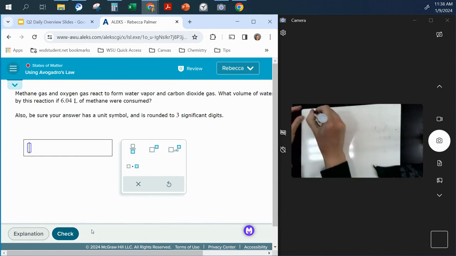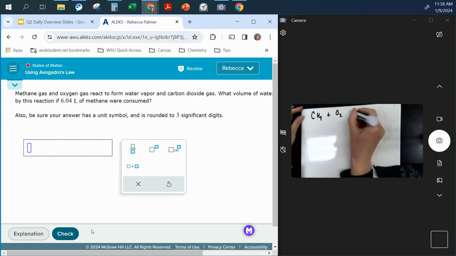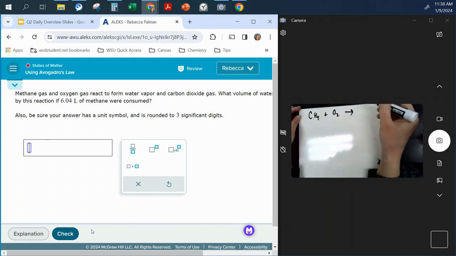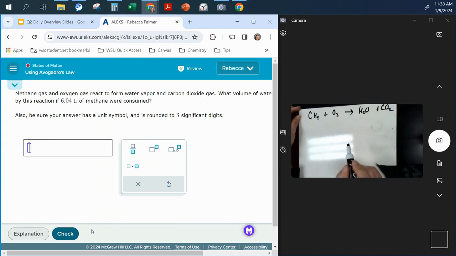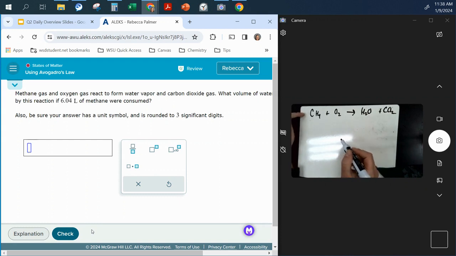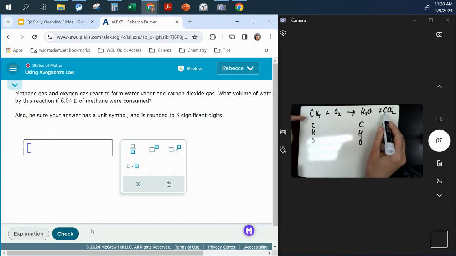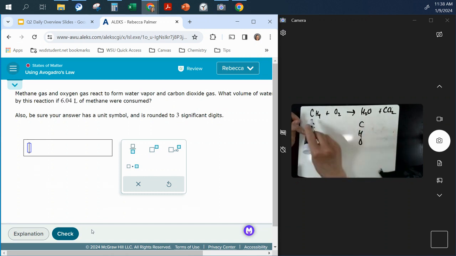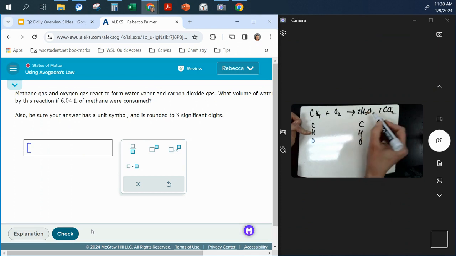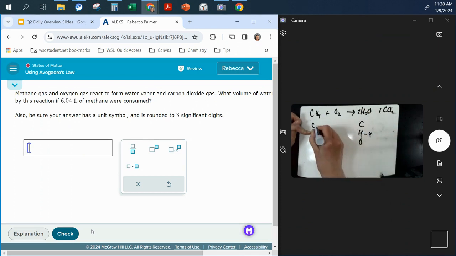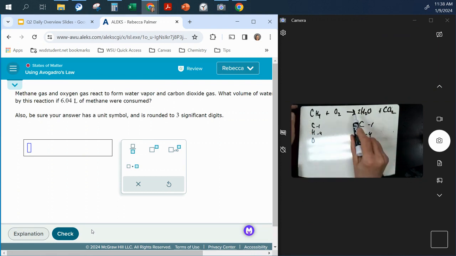Methane gas and oxygen react to form carbon dioxide and water. Okay, so the first thing that we have to do is balance. So carbons are balanced already. Hydrogens, we have 4 here and 2 here. So I'm going to put a 2 here. So now I got 4 and 4. And then oxygen, we've got 2 and 2, that's 4. So I just have to have a 2 here. Okay, so this type of problem, the first thing I need to do is write out the equation and balance it.